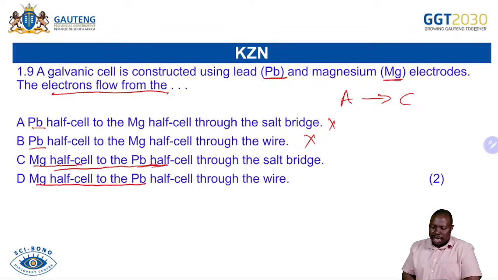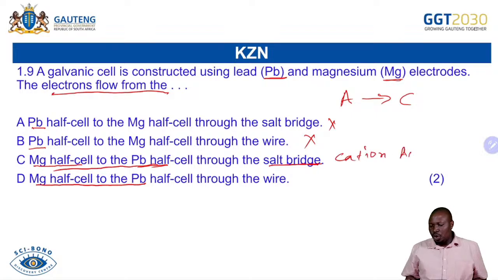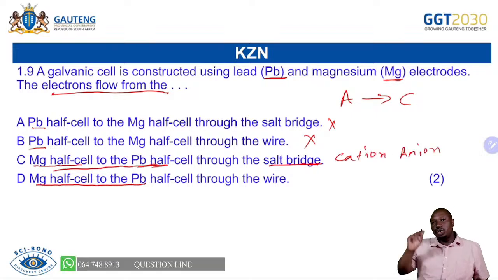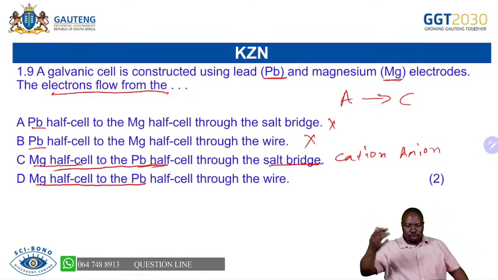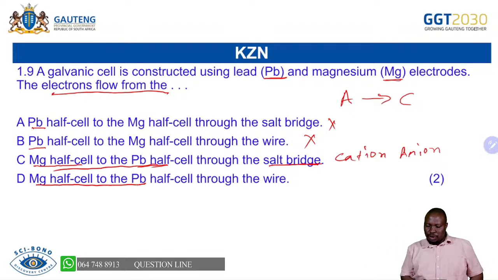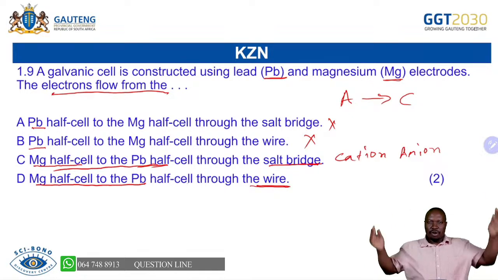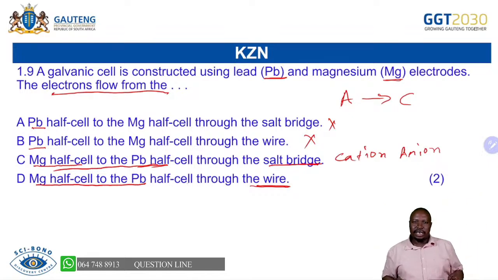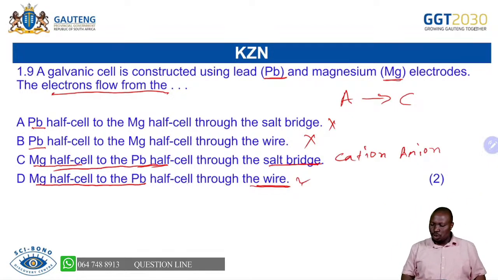Now the issue here is, are the electrons going to flow through the salt bridge? I think we talked about this at the beginning of the lesson: the electrons don't flow through the salt region. It's the ions. Remember, it's the cations and the anions that flow through the salt bridge in order to maintain neutrality. So, magnesium half cell to the lead half cell through the conducting wires. Remember, with those conductors, that's where our electrons flow. So D becomes your answer.